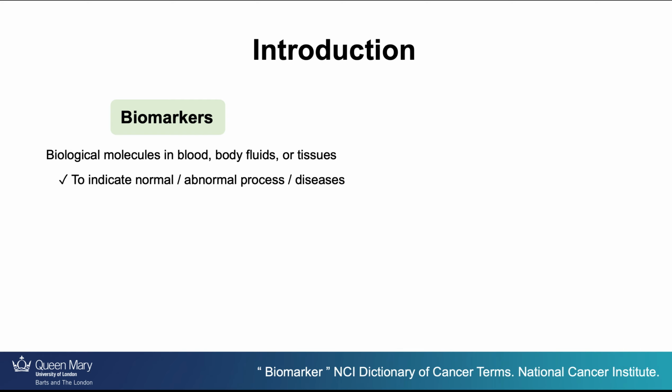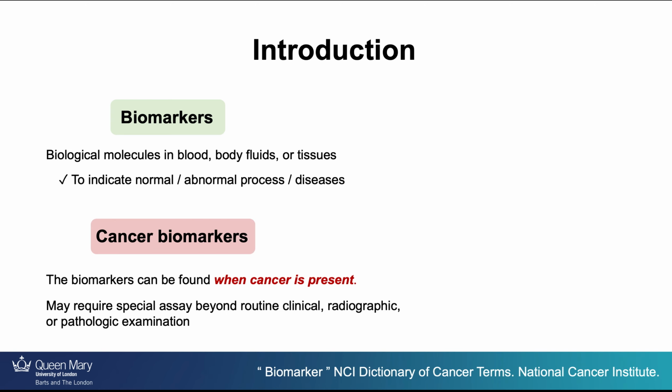Biomarkers refer to biological molecules in our body that indicate normal or abnormal physiological processes or even the disease arising in our body. The biomarkers can be derived from blood, body fluid, or any tissues. So, cancer biomarkers represent biomarkers that can be detected when cancer is present. Cancer biomarkers may require special assays beyond routine clinical, radiological, or pathological examination.